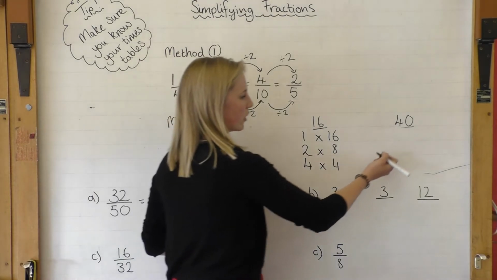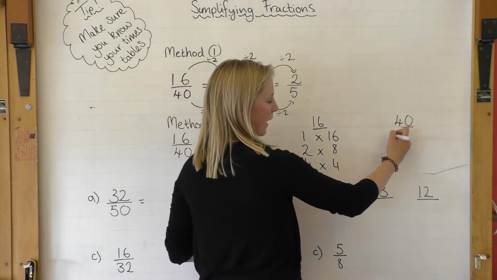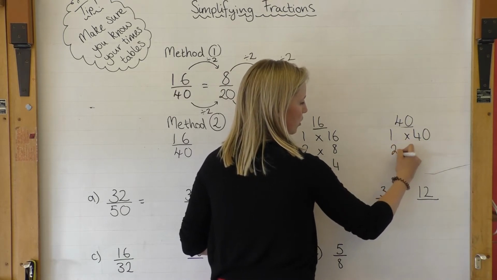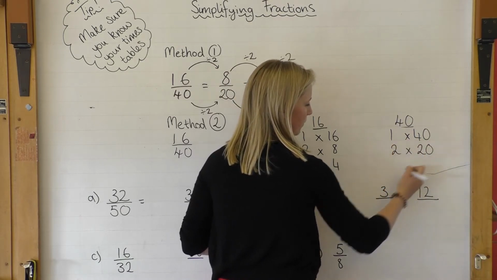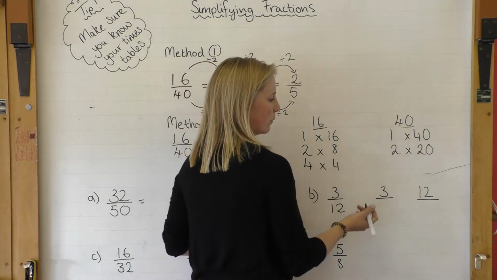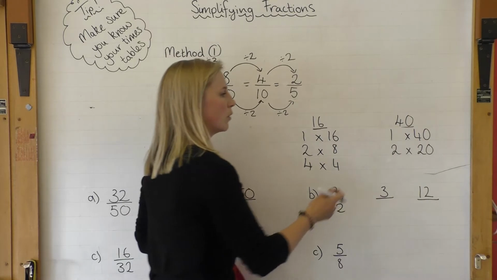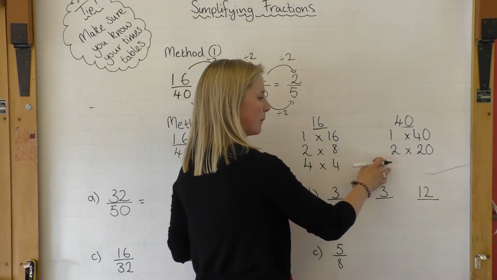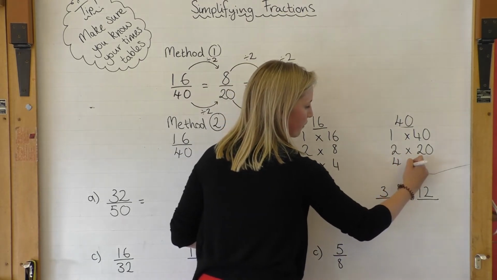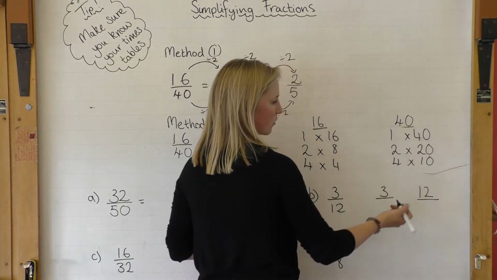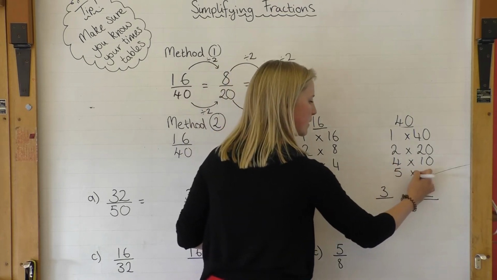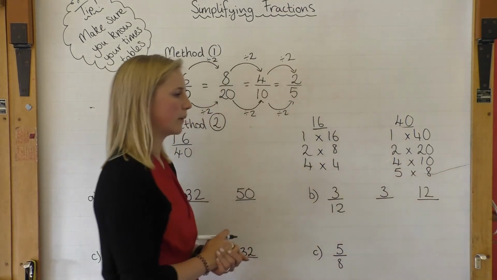Looking at our number 40 then, our first two factors of 40 are 1 times 40. We can do 2 times 20. Again, 3 does not fit into 40 with nothing left over, so we don't need to have any number that multiplies by 3 to give us 40. We then have 4 times 10, which gives us 40, and 5 times 8, which gives us 40.